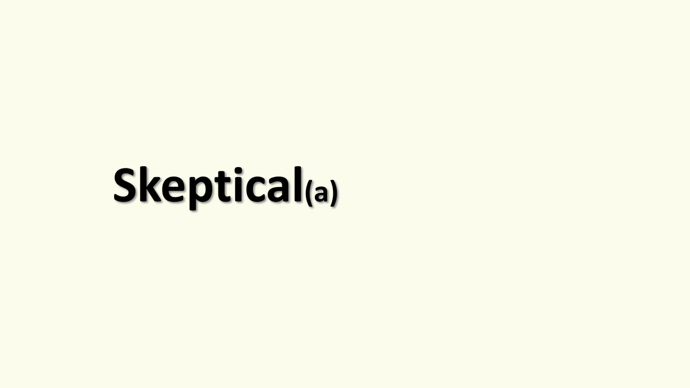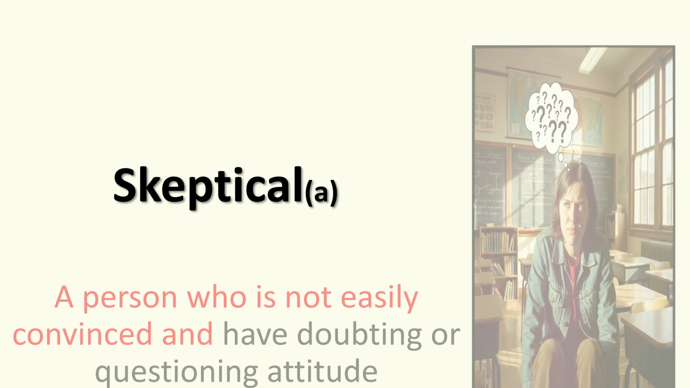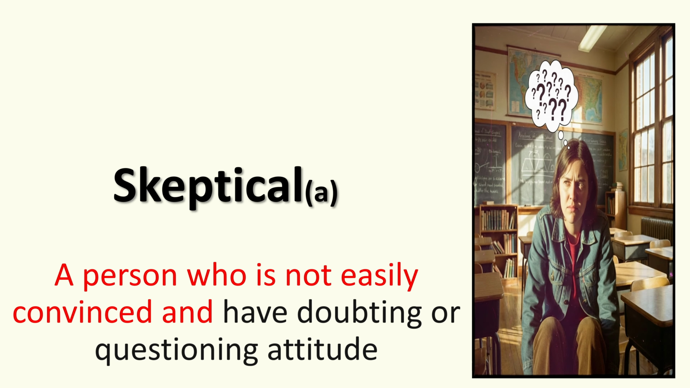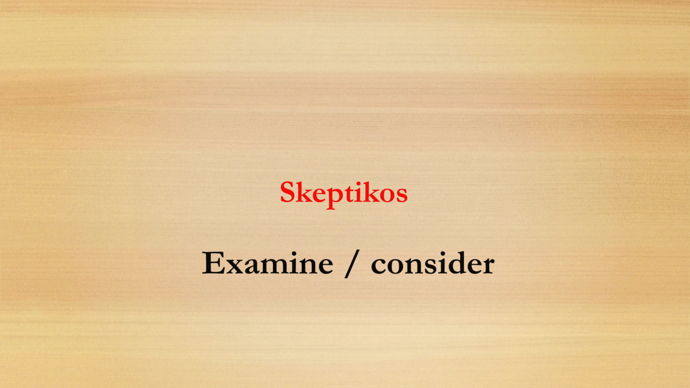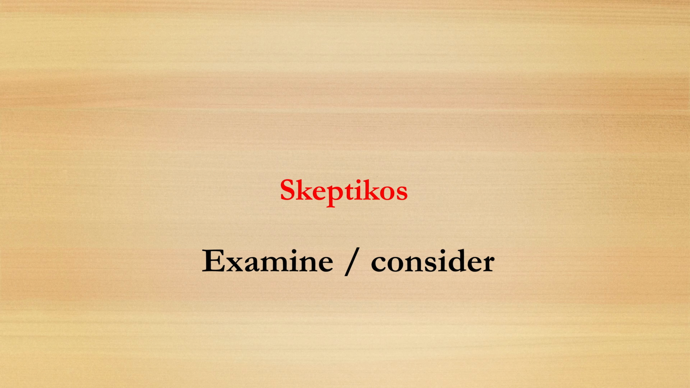The next word is skeptical. It's an adjective. It is used for people who are not easily convinced and have a questioning or doubting attitude. Skeptical people require evidence before accepting or rejecting any new information or story. This word comes from the Latin word skeptikos, which means to examine or consider. So skeptical people examine facts before making up their mind or before accepting any new story.